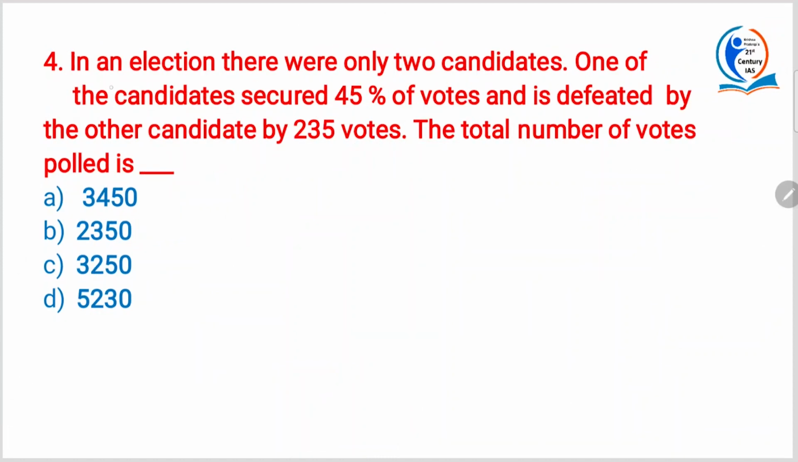So yeah. Next, in an election, there were only two candidates. One of the candidates secured 45% of the votes and is defeated by the other candidate by 235 votes.